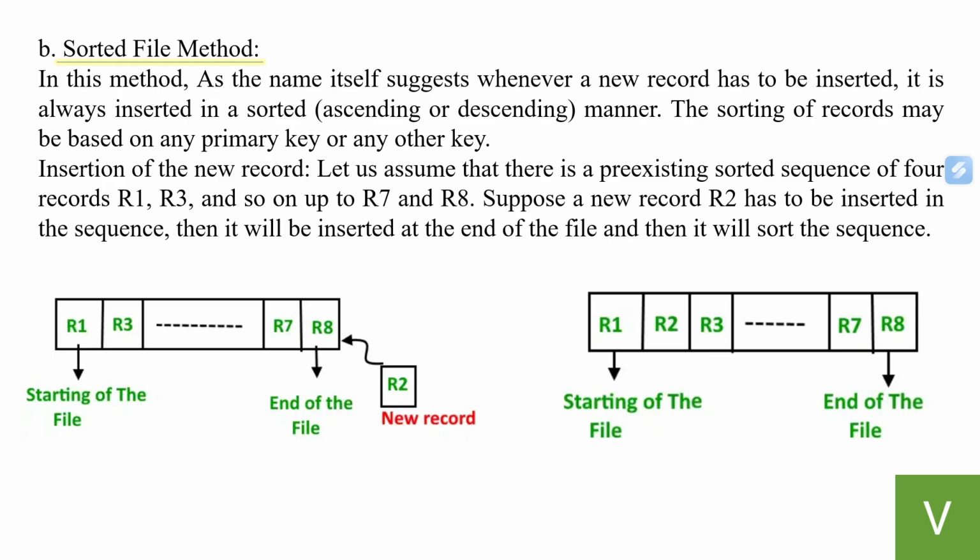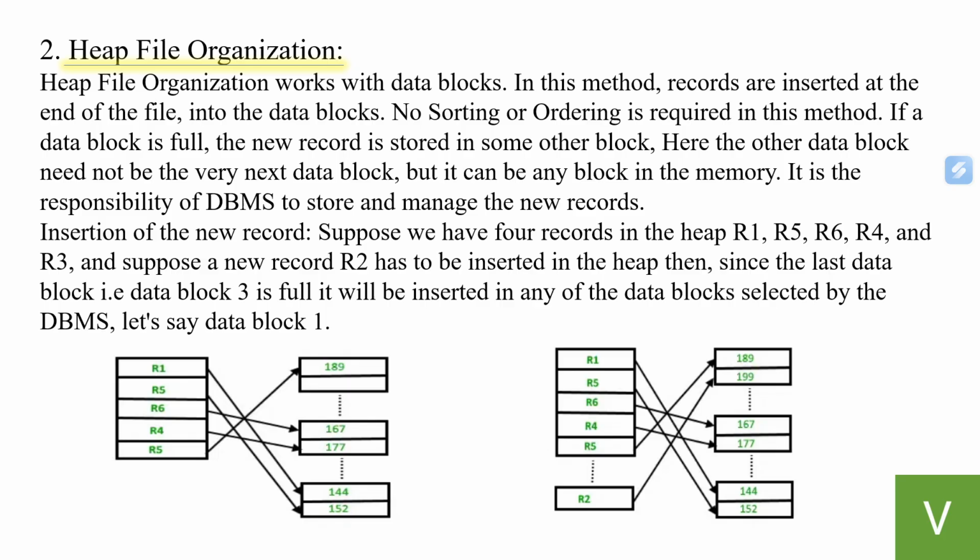So let us consider there are a total of 7 records, R1, R3 and so on up to R7, R8. If we want to insert the R2 record into this file, it will be automatically sorted based on the primary key or any other key, and the resultant file is R1, R2, R3 and so on up to R8. So this is about sequential file organization.